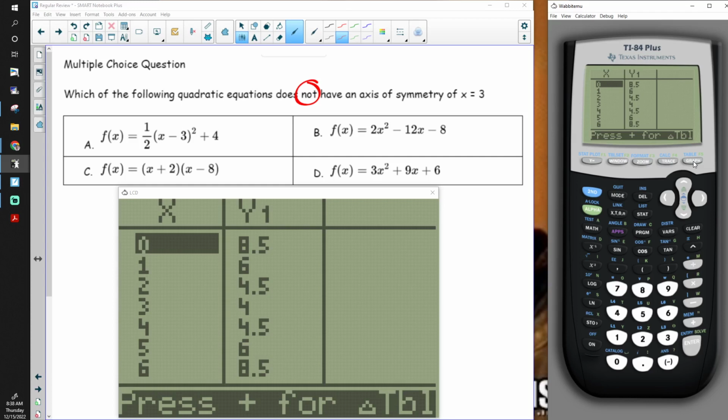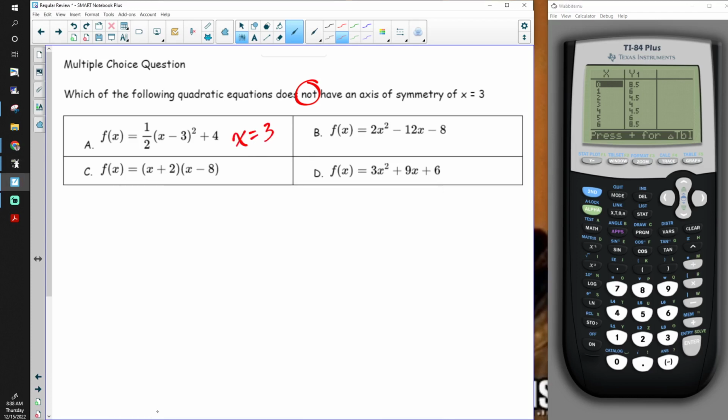3,4 is the vertex. Okay, now sometimes you might have to click up and down to search through your table, but that means 3,4 is the vertex, but 3 is my axis of symmetry. So my first equation, 3 is the axis of symmetry. So we're going to write that down. But remember, my question said, which of the following does not have an axis of symmetry of 3? This one did, so it can't be A. Does that make sense so far?